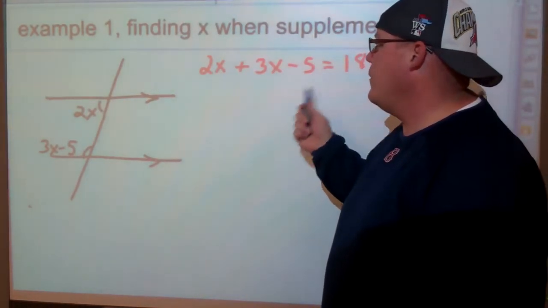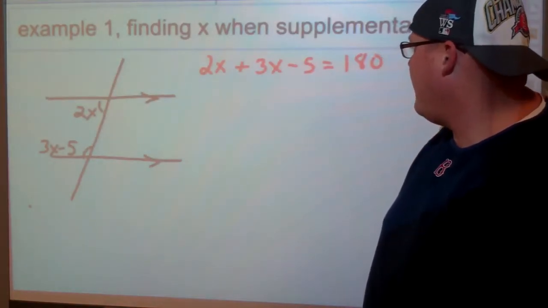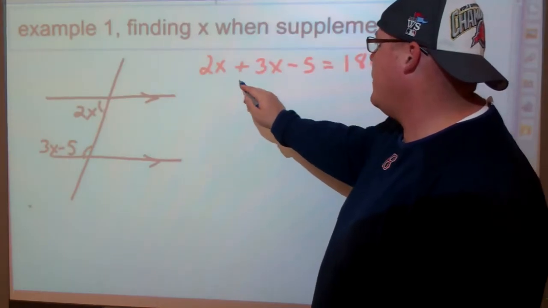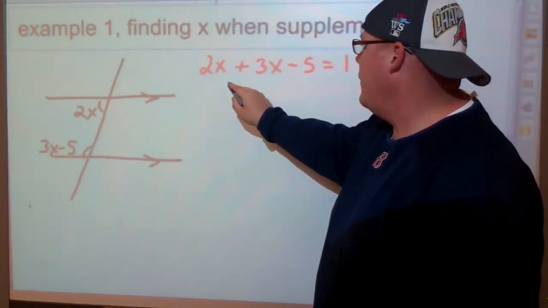So now I'm going to use my math skills to identify the value of x. I'm going to add like terms. 2x and 3x, when I combine the 2 of them, is 5x.